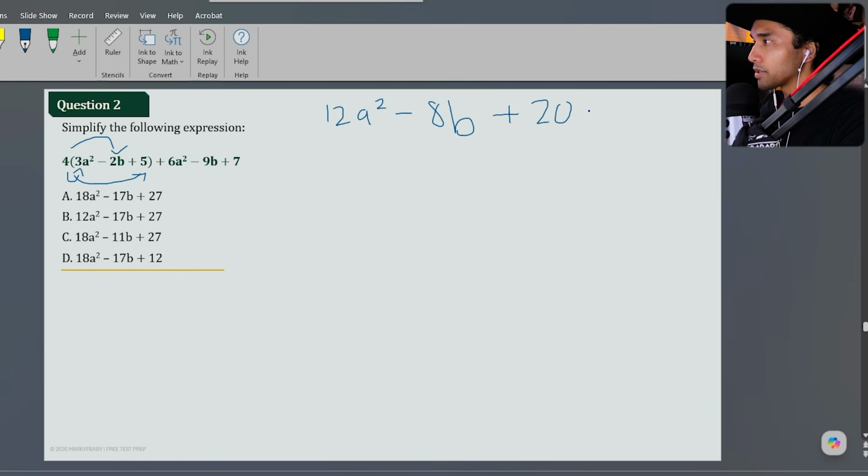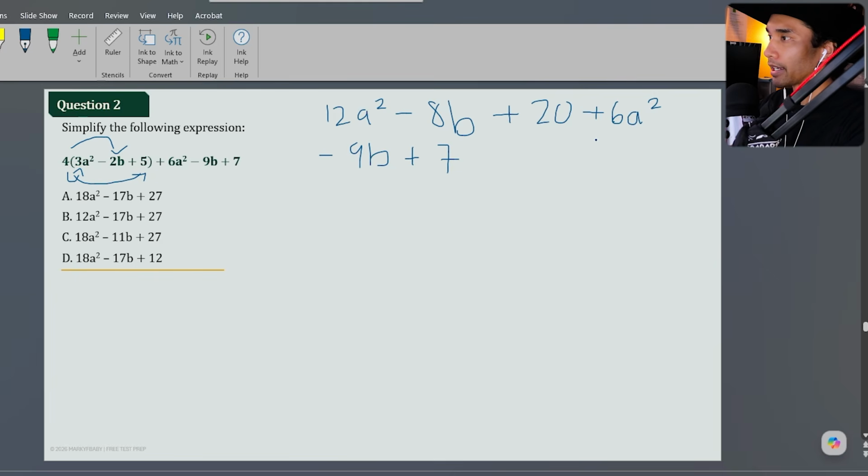And let's carry everything else over. And I'm going to do it like this, plus 6a squared. I wish I did it all in one, but I'm going to rewrite some of it on another line. And then we get 12a squared minus 8b plus 20 plus 6a squared minus 9b plus 7. Now, let's combine like terms. And what terms can be combined? Or what terms should I be looking at first?